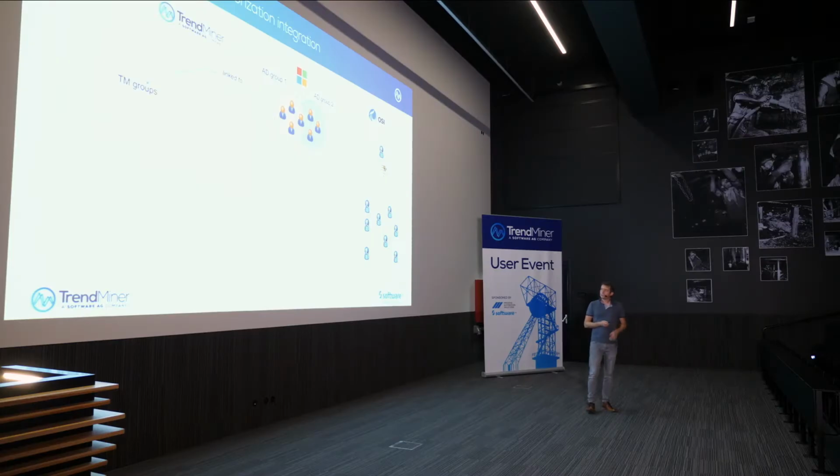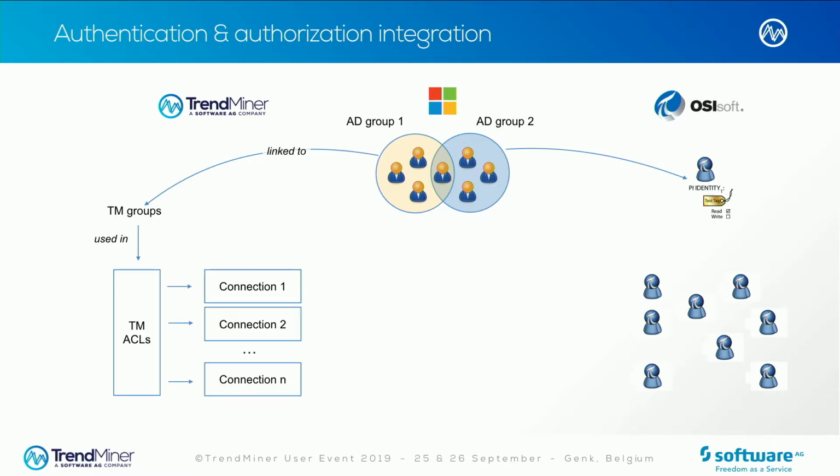Now, those groups can also be linked to. We have a native connection to Active Directory that will create and keep those groups also living on the TrendMiner side, where you can then use ACLs to define access permissions, for instance, on connections. And those connections are set up with users that are basically users on the OSIsoft side. So that's one way to set this up typically.